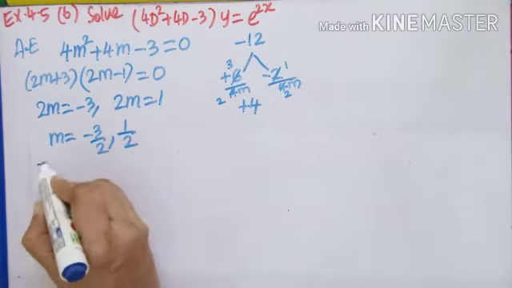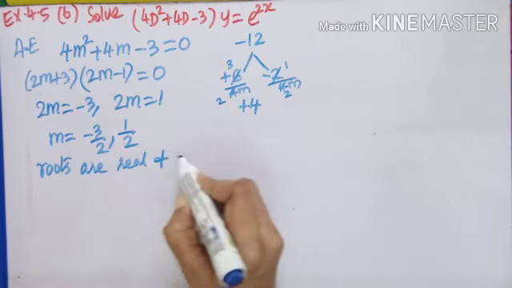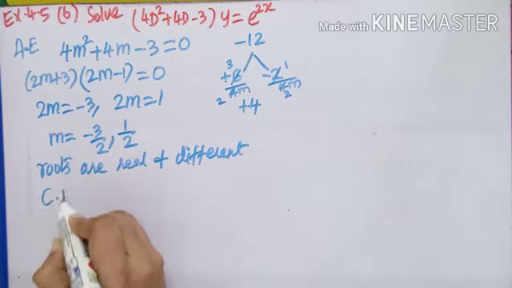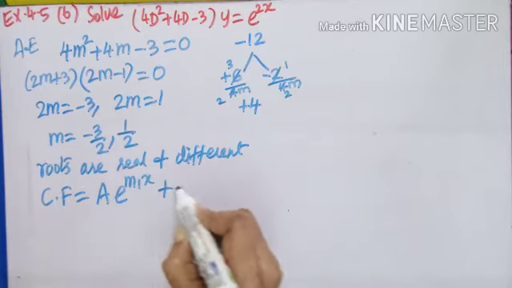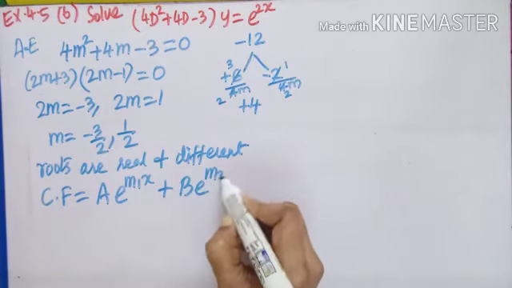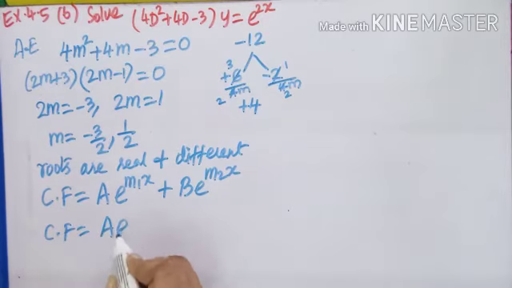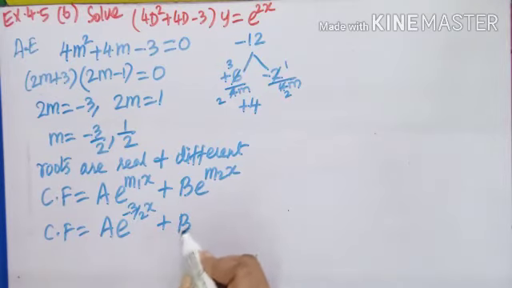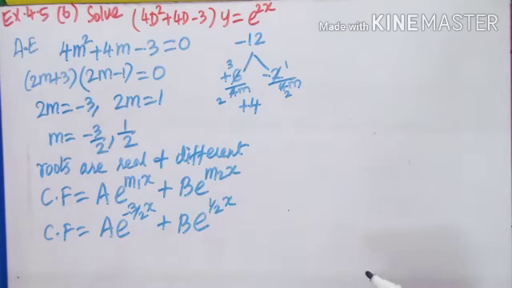The two roots are real and different. They are not the same. How to write the complementary function? a e power m1x plus b e power m2x. So the complementary function is a e power minus 3 by 2 x, plus b e power the other number, 1 by 2 x. We have completed the LHS.